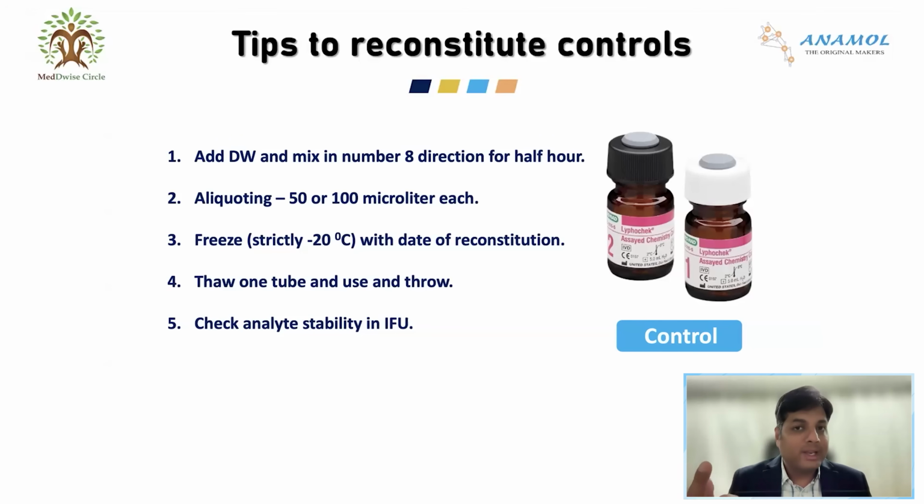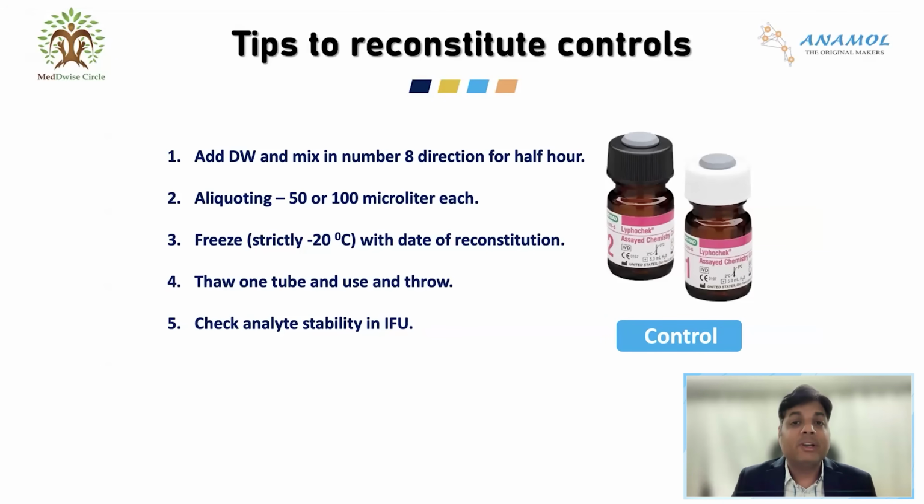Then we have to take one Eppendorf tube at a time. Let's say I do this exercise on a Monday and I keep all the 100 Eppendorf tubes in the -20 freezer on Monday. If I come to my lab on Tuesday, I will take only one Eppendorf tube. I will bring the liquid to room temperature first, and I will use this control in my day-to-day test. If there is any amount left, I have to throw it away. I cannot again keep it at -20. So this is a one-time use and throw control which I have prepared.